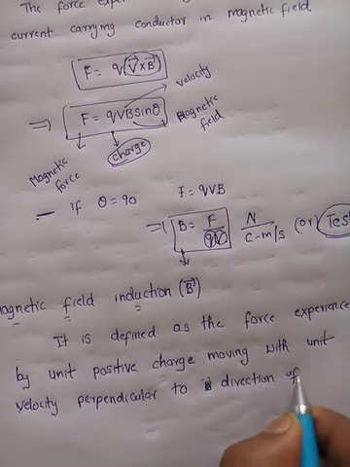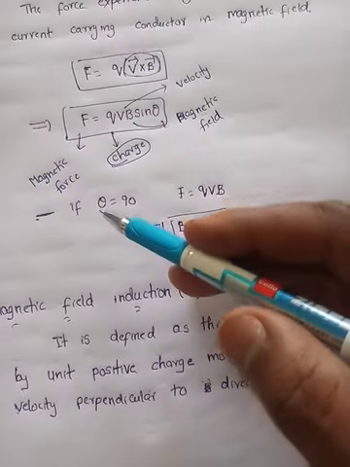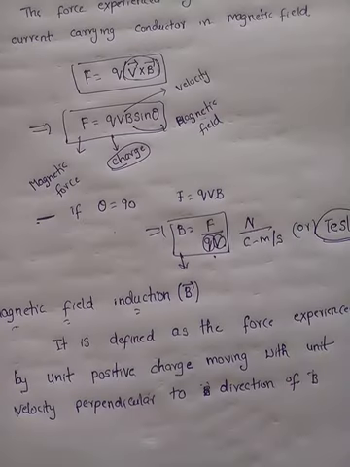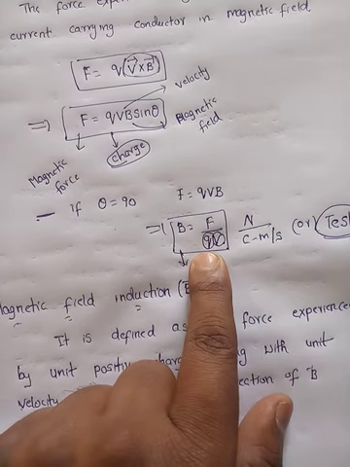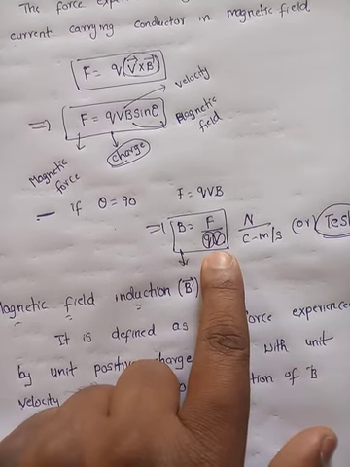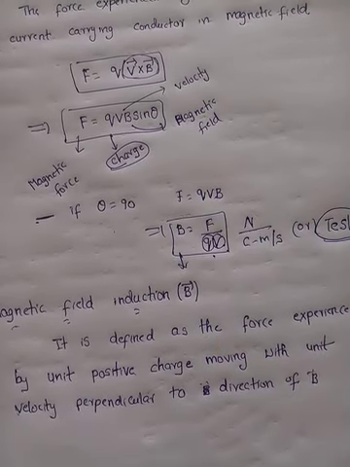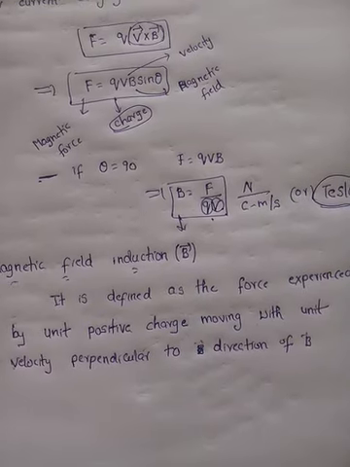direction of magnetic field. So to define B, we consider these conditions: theta is equal to 90, Q is equal to 1 and V is equal to 1. That only we defined here. It is defined as the force experienced by a unit positive charge moving with unit velocity perpendicular to the direction of magnetic field. That is called what? Magnetic field induction. That is represented by B.